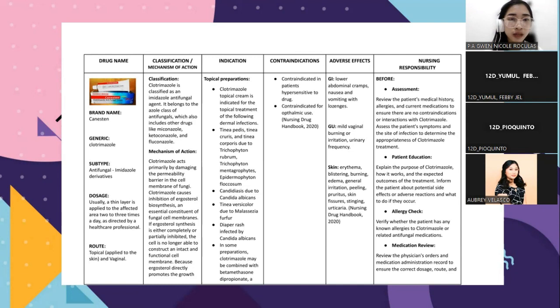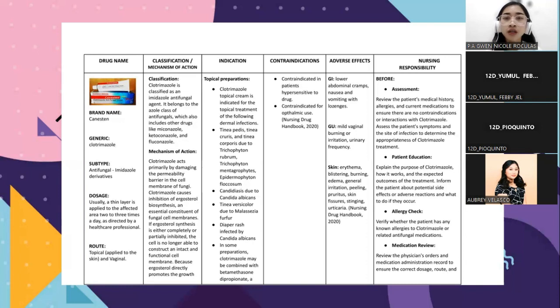Its generic name is clotrimazole, and the subtype of this is imidazole derivatives. For dosage, usually a thin layer is applied to the affected area 2 to 3 times a day as directed by a healthcare provider. Next is the route. It is given topical and vaginal, so applied to the skin.